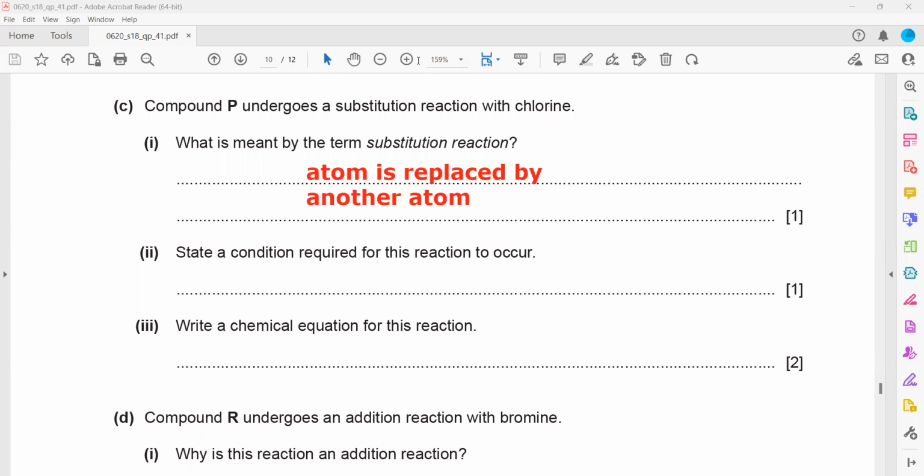What are the conditions? You have to memorize this condition. We use UV or ultraviolet radiation. Then the equation: compound P was ethane, which is C2H6. When it undergoes substitution reaction, 1 chlorine enters, 1 hydrogen leaves. As a result, it will be C2H5Cl plus HCl will always be there. And this is the first stage; it will undergo multiple substitutions until all of the hydrogens are replaced by chlorine.